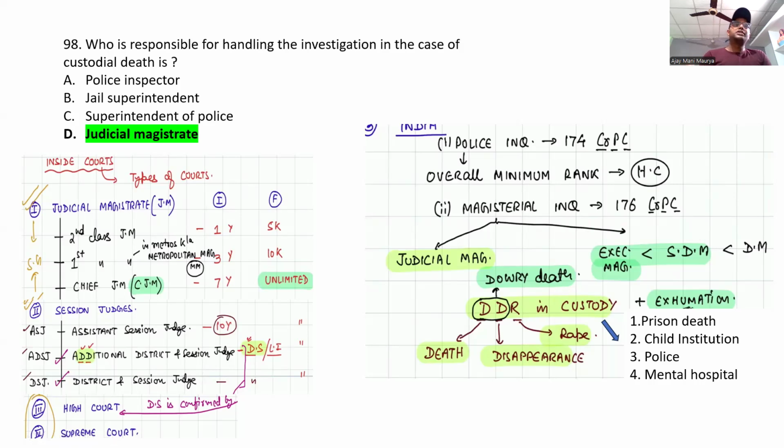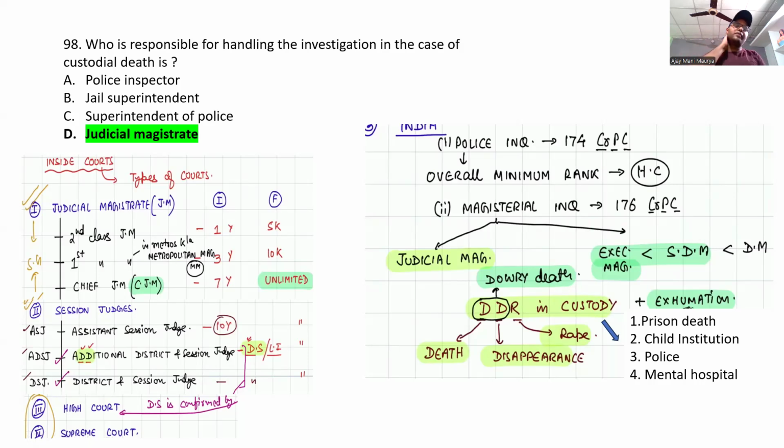Okay, now the next one is the Chief Judicial Magistrate. Imprisonment power is 7 years, and the fine is unlimited. From the Chief Judicial Magistrate onwards only, the unlimited fines start. Next are the Session Judges, including the Assistant Session Judges. The imprisonment they can give is 10 years. For the Additional District and Session Judges, they can give the death sentence.